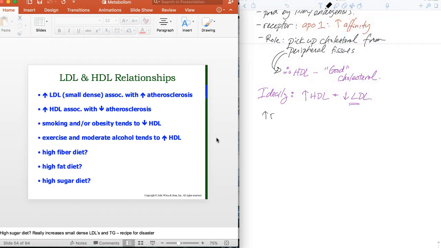High fiber in your diet, that will tend to cause a decrease in LDL. High fat, an increase in LDL, but sometimes an increase in HDL, depending on the type of fat that you're having. High sugar, increase in the LDL.